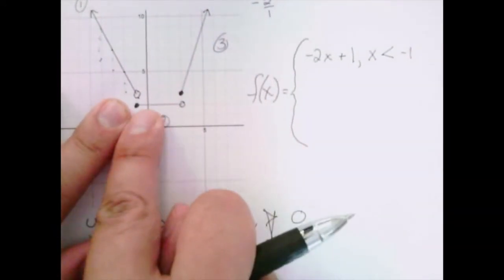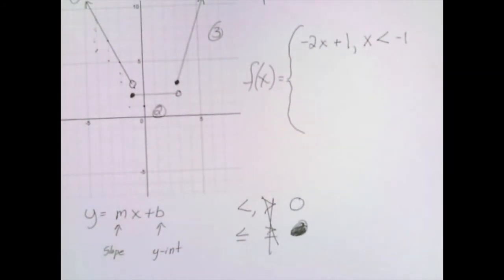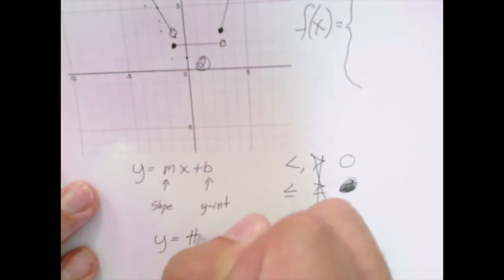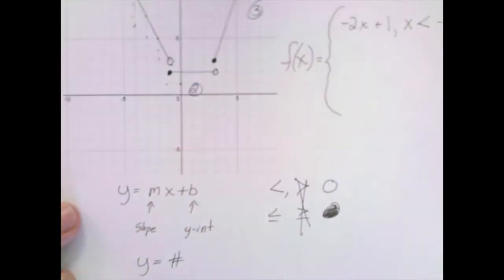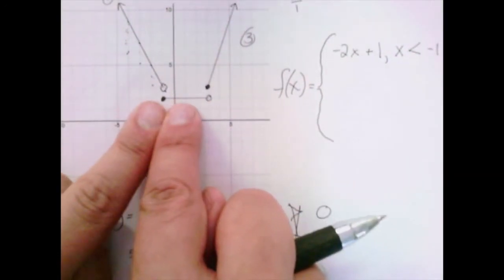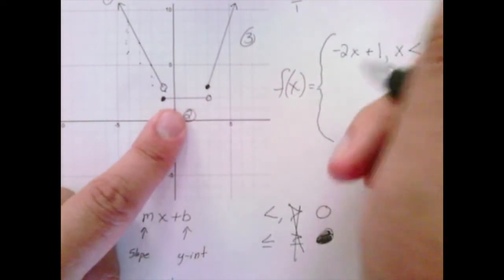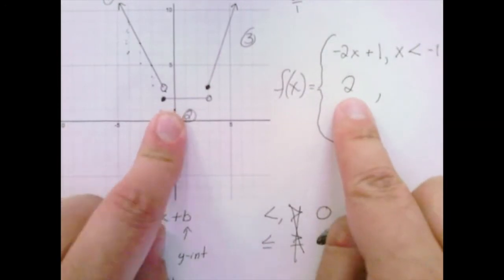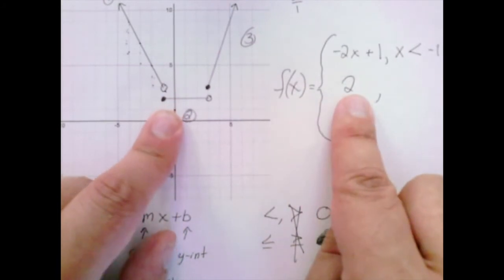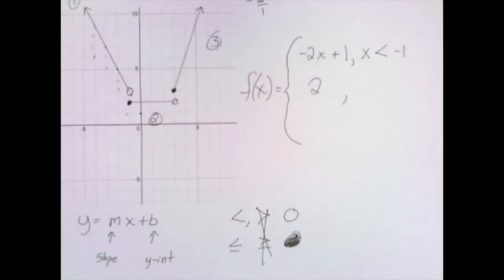Next piece, this horizontal segment right here. Now it might be tough to remember how to write the equations of horizontal lines, but it's pretty simple. You're just going to have y equals and then some number. More specifically, that number is just your y-intercept. So if this horizontal line continued on forever, I would cross the y-axis at, looks like, 2. So my second piece is just going to be the equation f of x equals 2, which is the same as y equals 2.